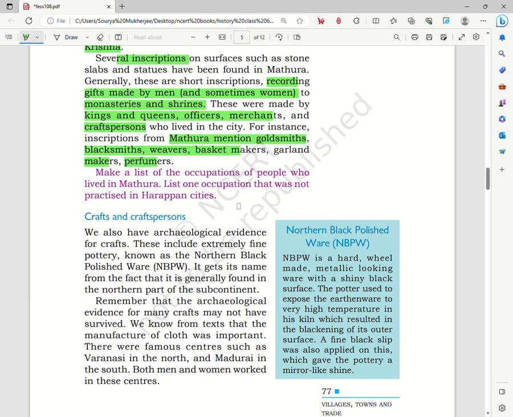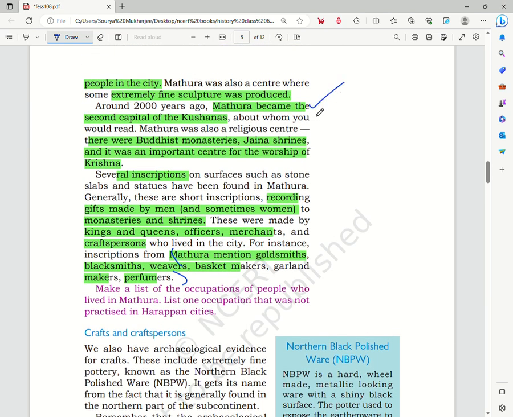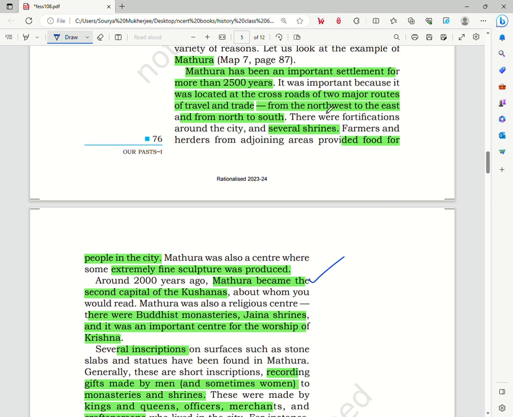If we just read the previous paragraph, we come across several craftspersons who used to live in the city of Mathura. As we saw, goldsmiths, weavers, basket makers, garland makers, perfumers, all these people lived in the city. As you read that it was a religious city, so there are bound to be several monks and priests who used to live in the city. And as it was also the second capital of the Kushanas, so important administrative officers, kings, palace workers, slaves. These people also lived in the city, and in the adjoining areas, there were obviously the agriculturalists and the herders and the hunter gatherers in the forest. So these people who lived inside the city and some lived nearby, these were also related to the city.